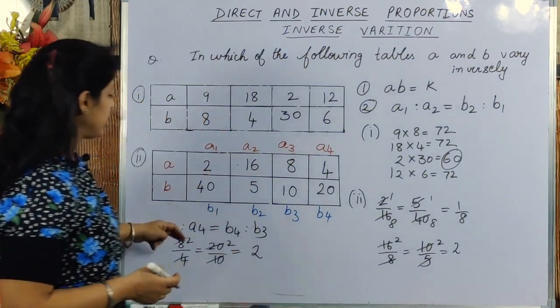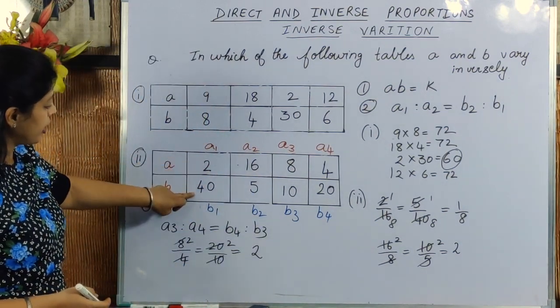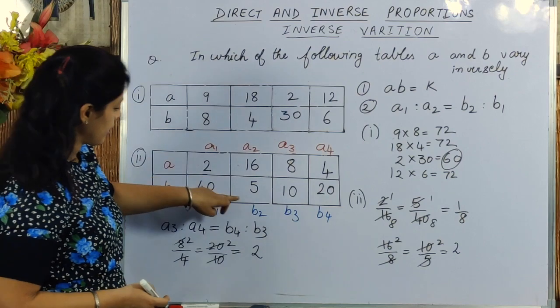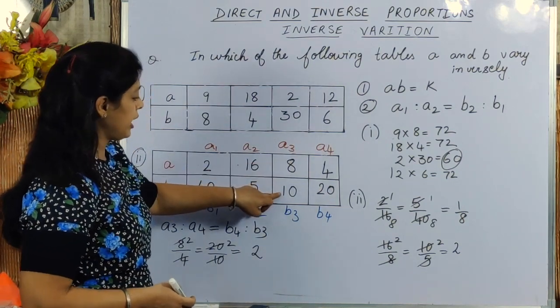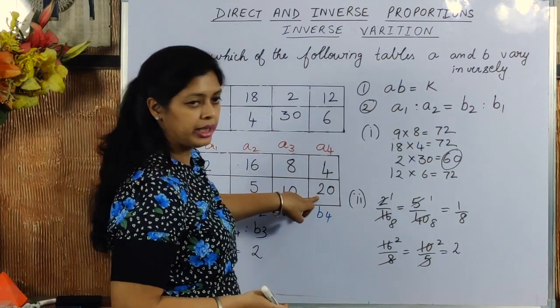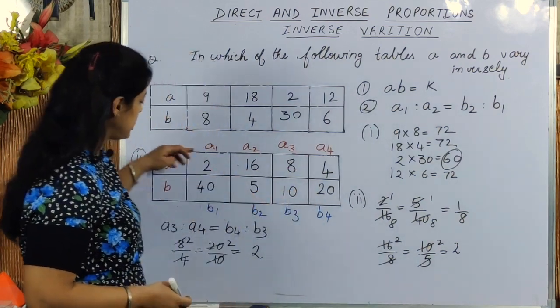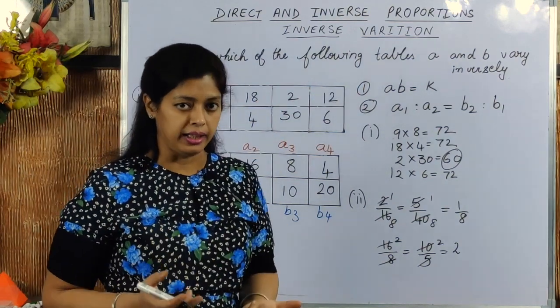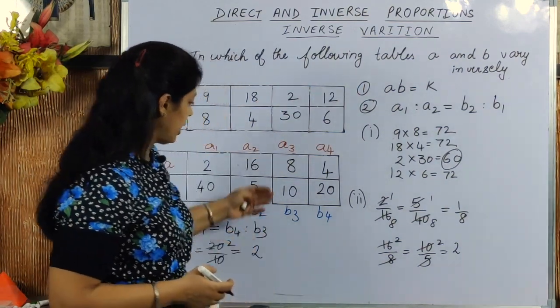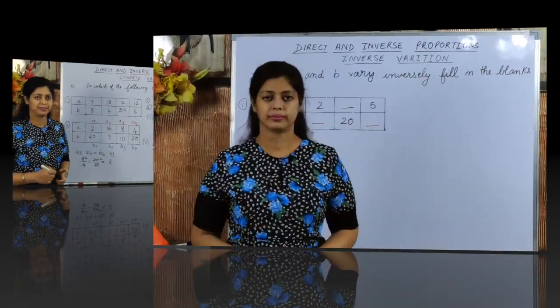You can also check by the product. 2 into 40 gives 80. 16 into 5 also is 80. 8 into 10 is also 80. And 4 into 20 is also 80. So in each case, the product AB is equal to the constant K, which is 80. So whichever method you like, you can use and check.